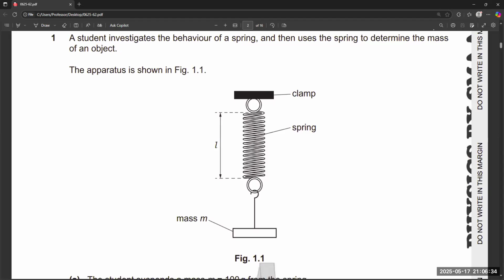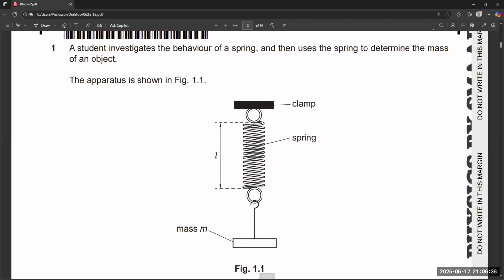So the first question. In the first question, we have a student who investigates the behavior of a spring and then uses the spring to determine the mass of an object. The apparatus is shown in figure 1.1. So the apparatus is given in the first question.